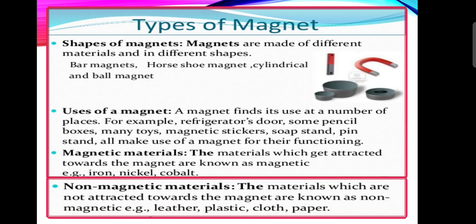And we know that objects are divided into two parts: magnetic materials and non-magnetic materials. The materials which get attracted towards the magnet are known as magnetic materials, like iron, nickel and cobalt, and the materials which are not attracted towards the magnet are known as non-magnetic materials. For example, leather, plastic, cloth, paper.